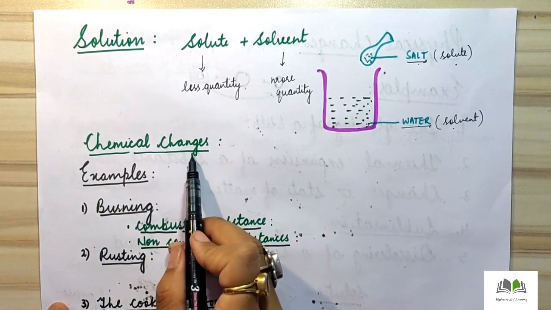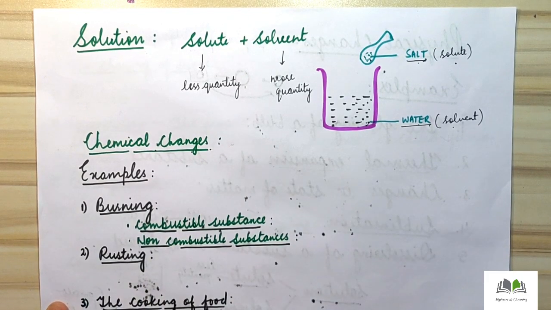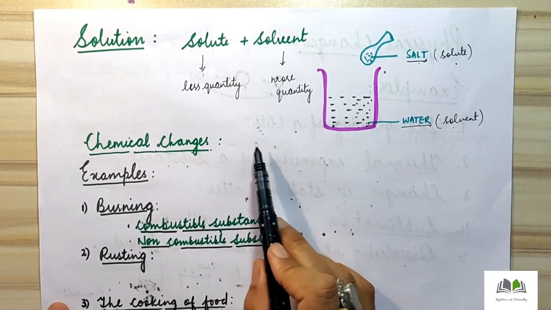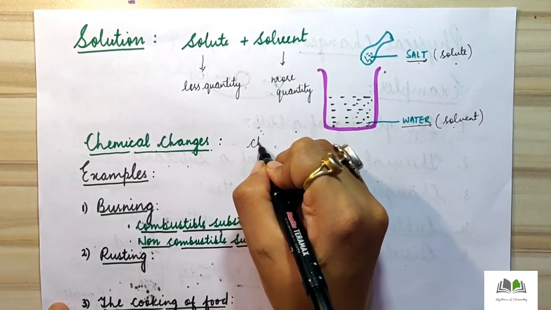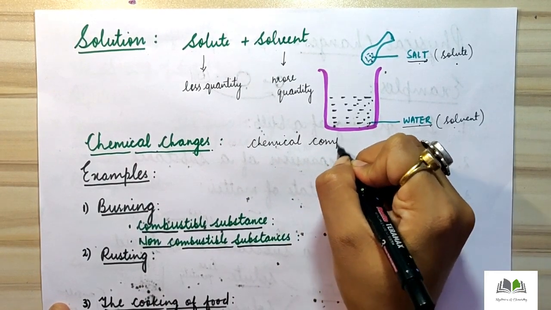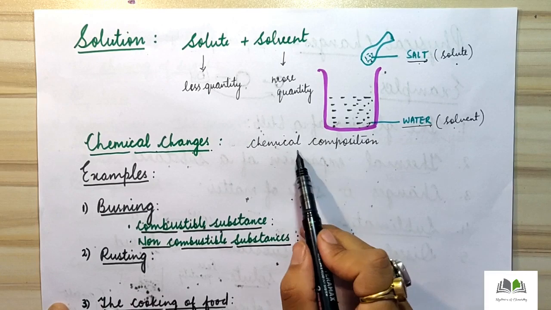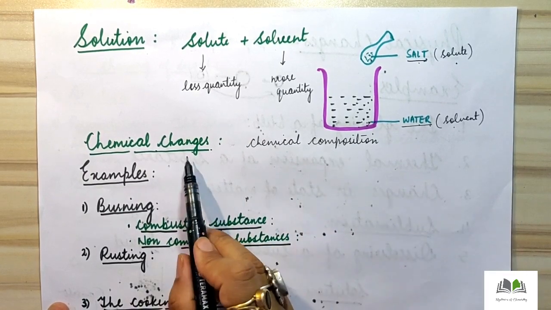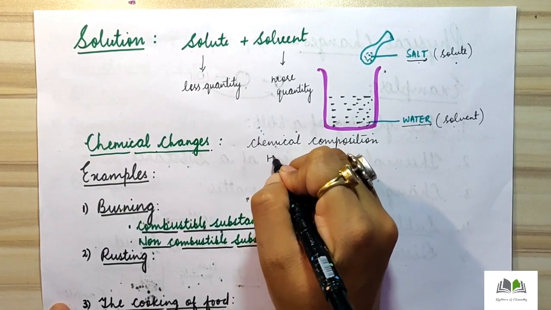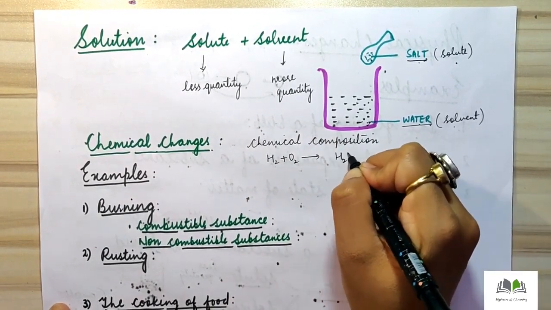Now next topic is chemical changes. So what are chemical changes? The change is known as chemical change when it is permanent and whenever there is a change in chemical composition. So if the chemical composition of a substance changes, then we can say that change is known as chemical change. So how can I say? I will give you one example. Hydrogen when it reacts with oxygen, there will be formation of water.